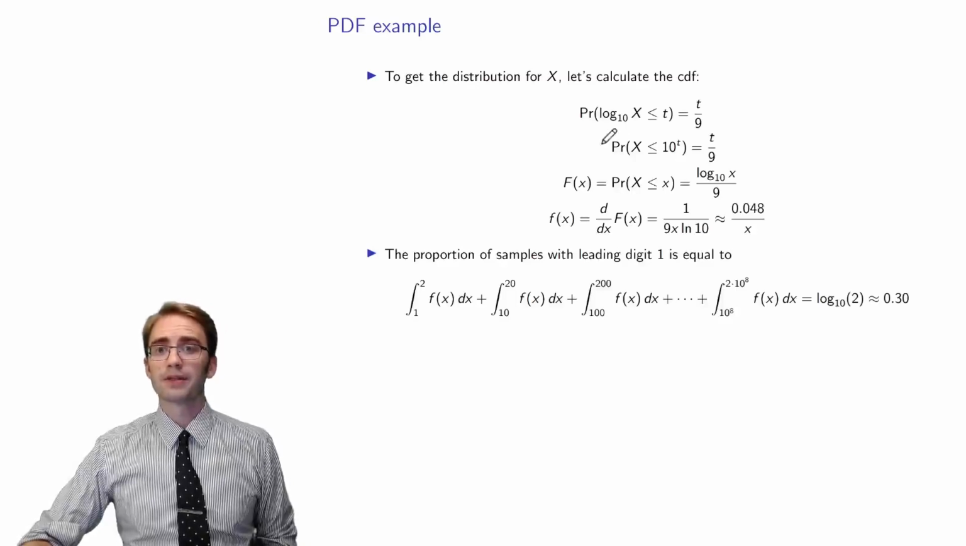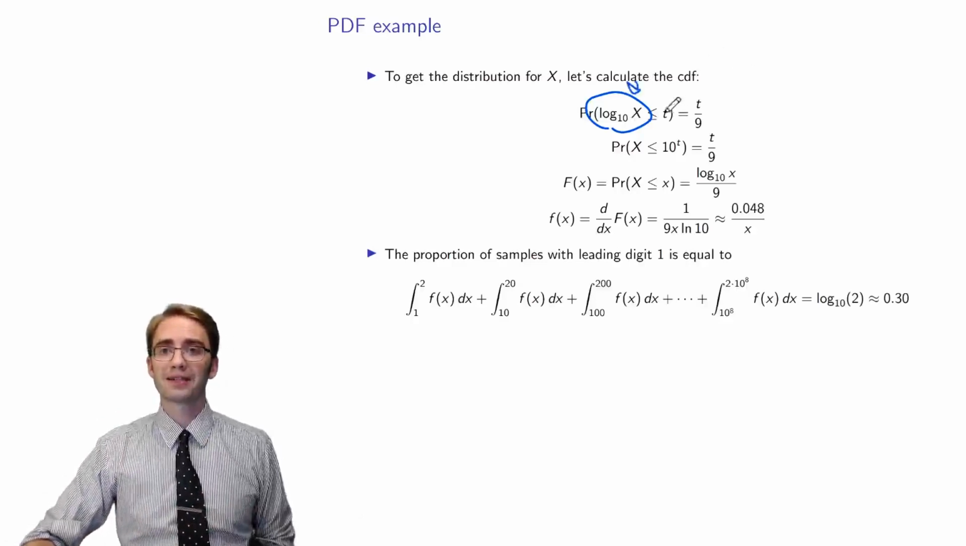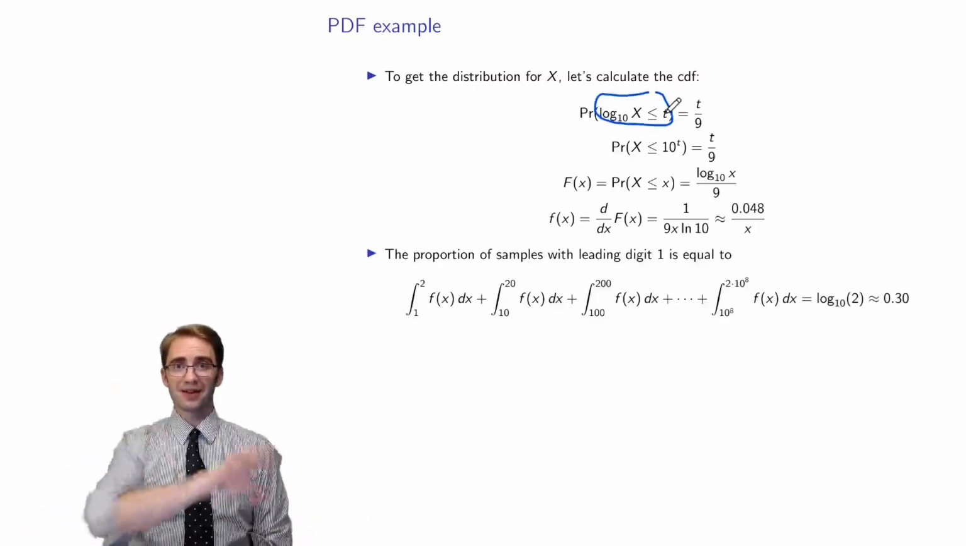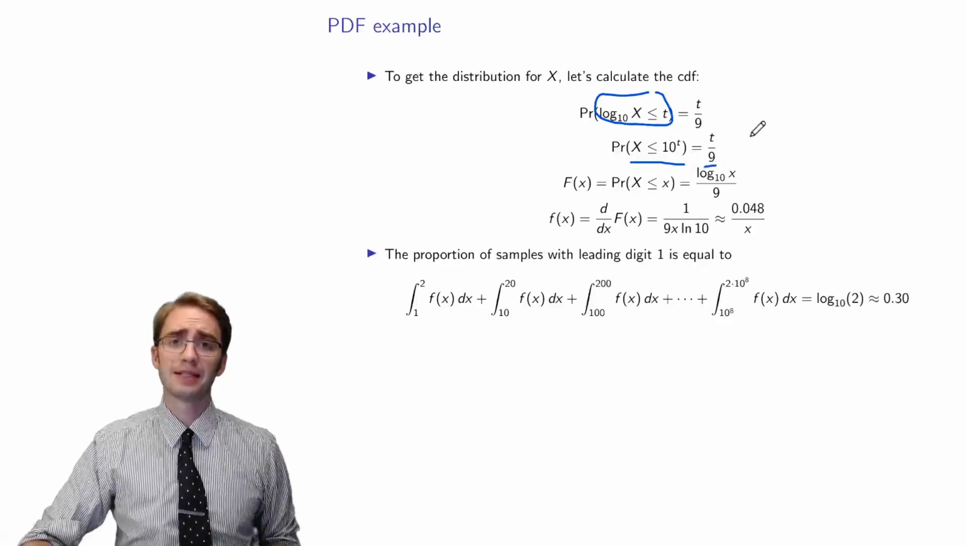So how does that work? Well, we know that log base 10 of x follows a uniform distribution between 0 and 9. Therefore, the probability that log base 10 of x is less than or equal to t is going to be t on 9. That's just me plugging in the PDF for a uniform distribution. Now, log base 10 of x being less than or equal to t is the same thing as, remembering the rules for logs where you bring the base of the log out and it becomes the base of an exponent, x being less than or equal to 10 to the t. So the probability that x is less than or equal to 10 to the t is t on 9.